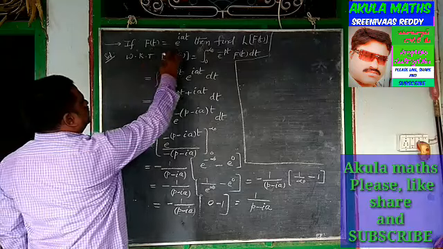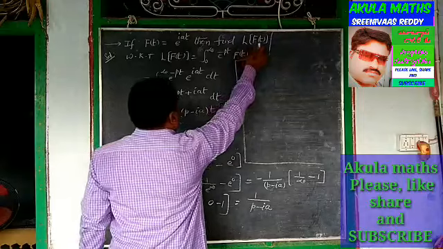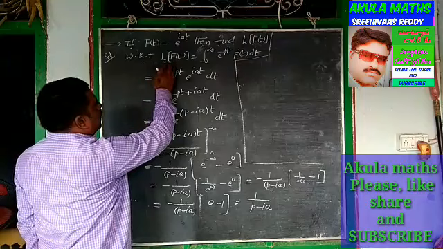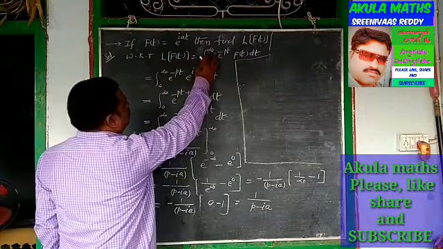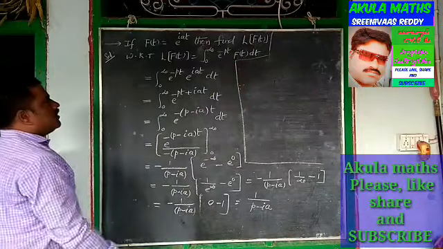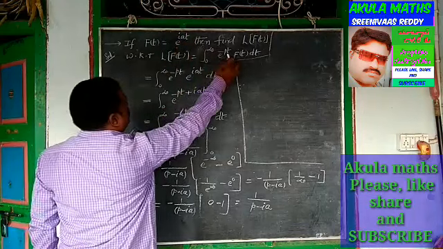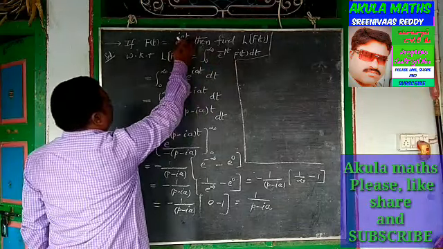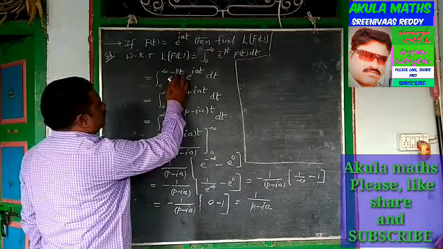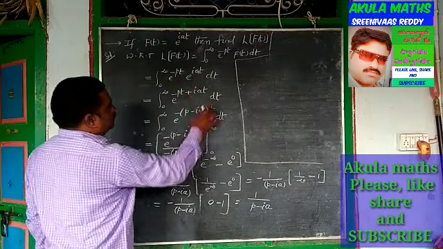If f of t is equal to e power iat, then find L of f of t. So solution, already we know that L of f of t is equal to integral 0 to infinity e power minus pt into f of t dt. Here f of t is e power iat. So we substitute here f of t value e power iat. So here bases are equal, now exponents are adding. So e power minus pt plus iat dt.